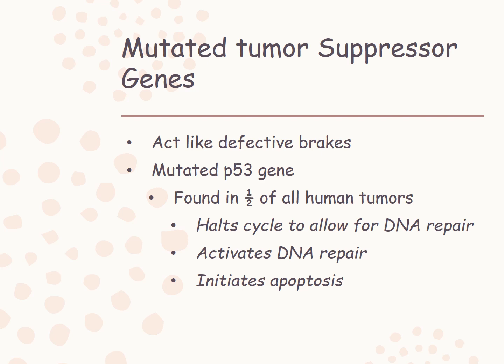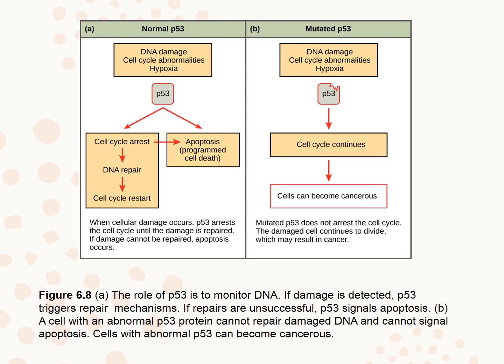An example of a mutated tumor suppressor gene is the p53 gene, which is found in about half of all human tumors. Normally, the p53 gene halts the cell cycle and allows for DNA repair to occur. It activates DNA repair. It also initiates apoptosis if DNA repair is not successful. When the p53 gene becomes mutated, the cell cycle continues and cells can become cancerous.